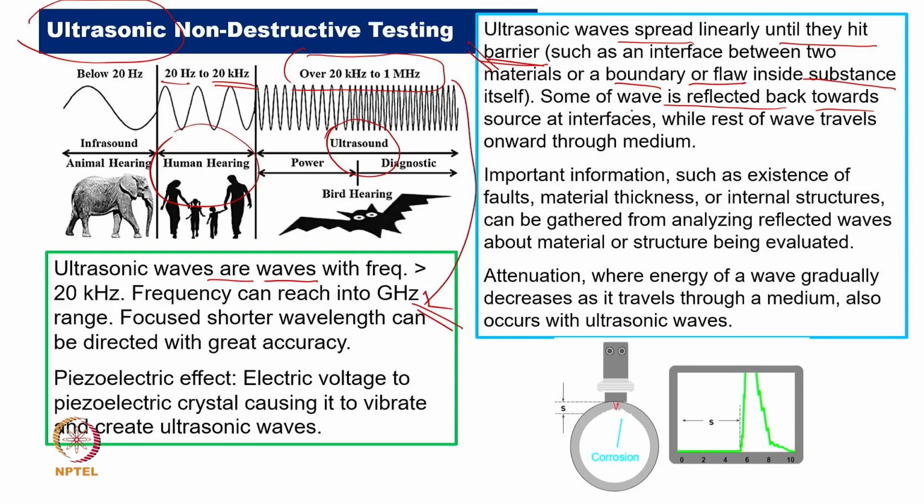Some of the wave is reflected back toward the interface where the source is located, while the rest of the wave travels onward through the medium. That means there may be an opposite sensor that can receive the signal, or if you do not have one, it will get transmitted. So, we can have two major techniques. We transmit ultrasonic waves to the surface, and if there is some sort of flaw, the waves will get reflected, partially or fully, or transmitted fully or partially, depending on the surface orientation of the flaw.